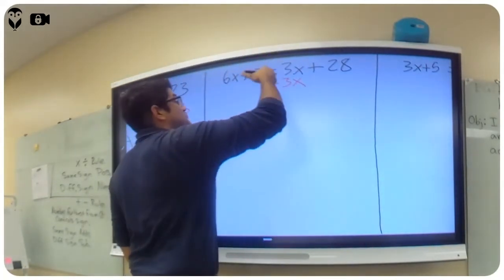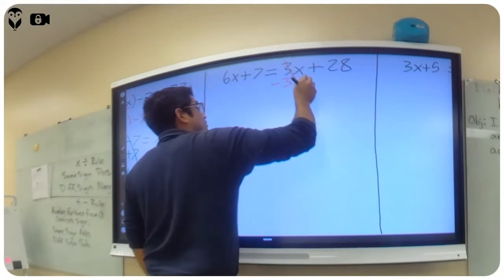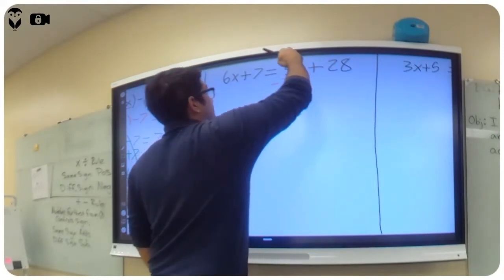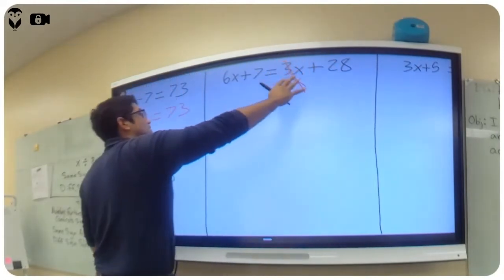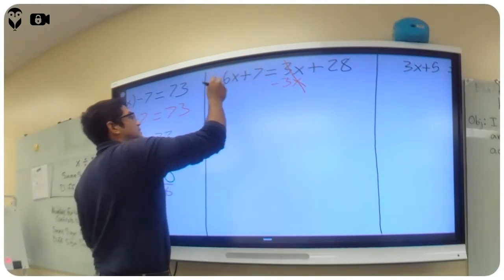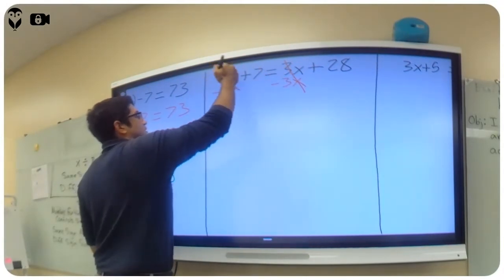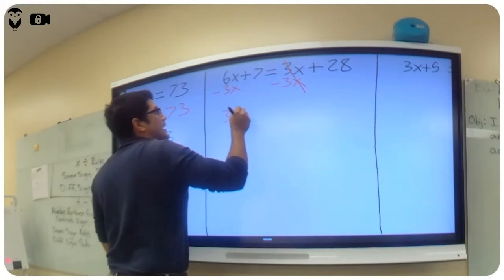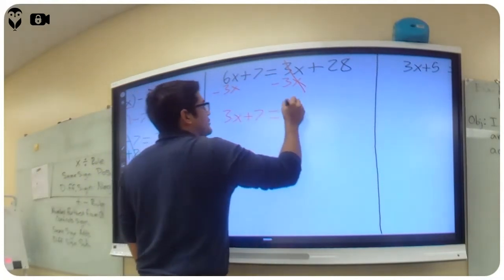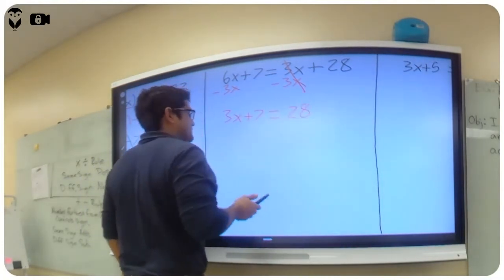So 3x minus 3x, that makes this 0. There's no more x's on this side. But again, whatever you do to one side, you must do to the other. So I have to take away 3 x's from this side, which would be from the 6. So then I'm left with 3x plus 7 equals 28.